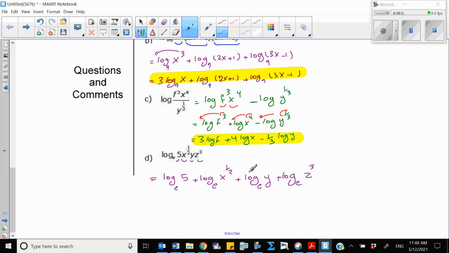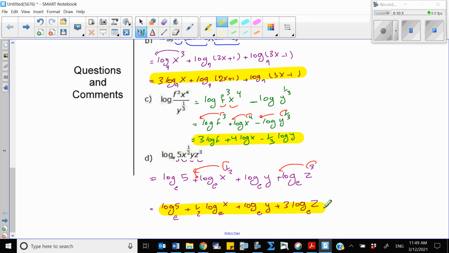Next, do I have any exponents? Yes, on some of them I have exponents, so I'm going to move them to the front, like here. And this one will be moved here. So I can write this as log base e of 5 plus 1/2 log base e of x plus log base e of y plus 3. So you move the 3 to the front of log base e of z. And this is my final answer. I cannot simplify this anymore.